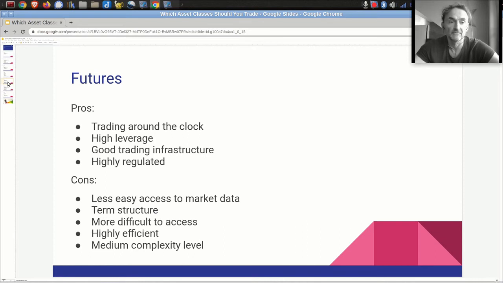Futures provide you with quite high leverage, so the leverage could be between 10 and 100, and that means a small amount of money that you put in can actually control quite a significant amount of money. So it's very good in terms of that. The futures trading infrastructure is excellent, so there's a lot of interesting platforms, most of them very professional. So if you want to use this infrastructure, usually it is, whilst really good, also quite costly.